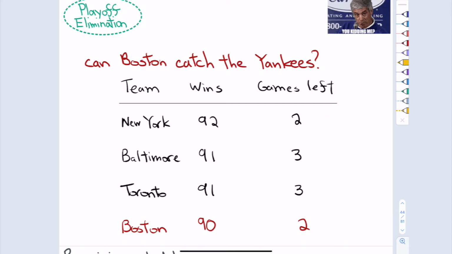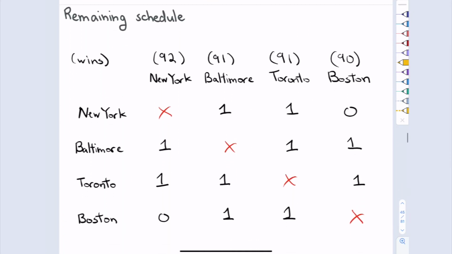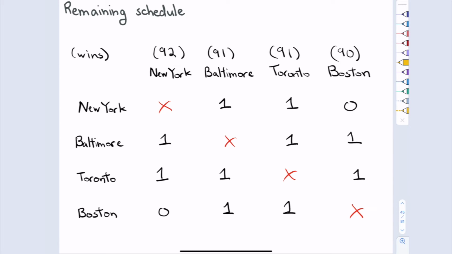But what if those teams start to play against each other? If Toronto plays Baltimore, somebody has to win. So, in addition to this, suppose I told you the remaining schedule looked like this. New York still has to play Baltimore and Toronto. Baltimore still has to play New York and Toronto. And Boston. Toronto also has to play everyone else. Boston has to play Baltimore and Toronto. So there's no tie. Somebody has to win every game.